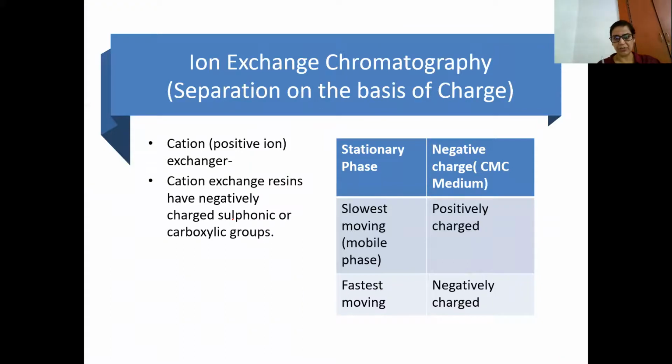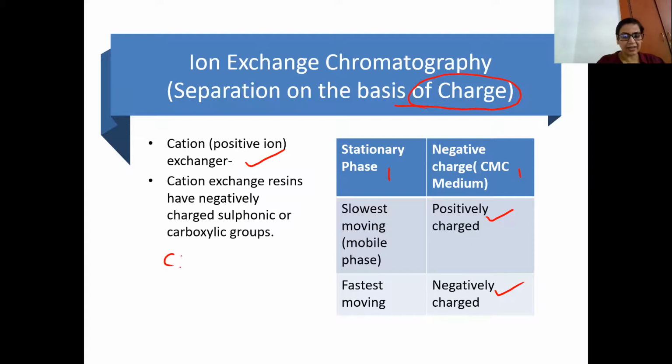Then comes ion exchange chromatography. With the help of ions, we can separate. So obviously, when we talk about ions, it is the charge. There are two types of exchanges, cation exchanges and anion exchanges. If we talk about cation exchanges, positive ion, right? So the stationary phase would be negatively charged, or here the medium will be CMC. CMC stands for carboxymethyl cellulose. So slowest moving would be obviously positive charge, and fastest moving would be negatively charged.